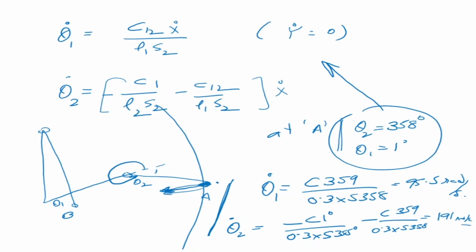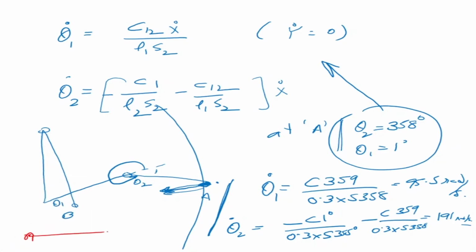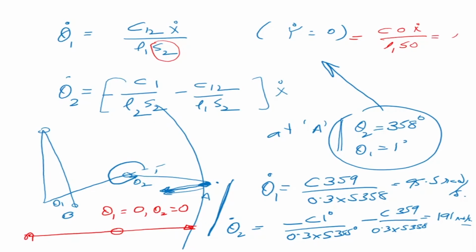Something to note here, let me just change the color and explain this. Suppose we see the manipulator completely stretched like this. In this location, theta 1 is equal to 0 and theta 2 is also equal to 0. Now if I put theta 2 in this expression, it is going to become cos of 0 into x dot divided by L1 L2 sine 0. Sine 0 is going to make it 0, and this will become infinity.